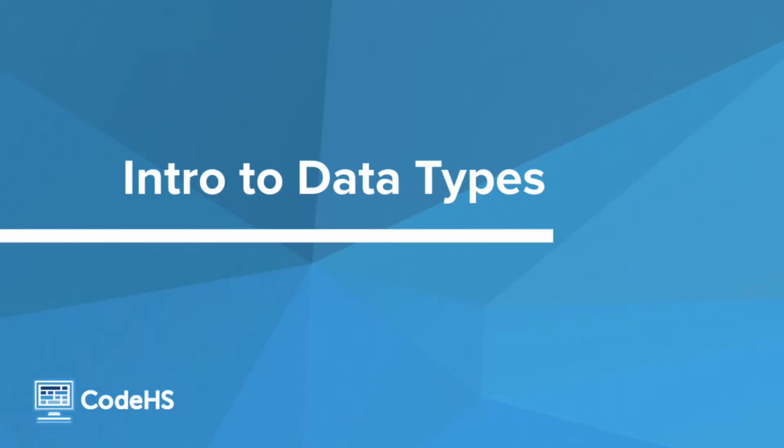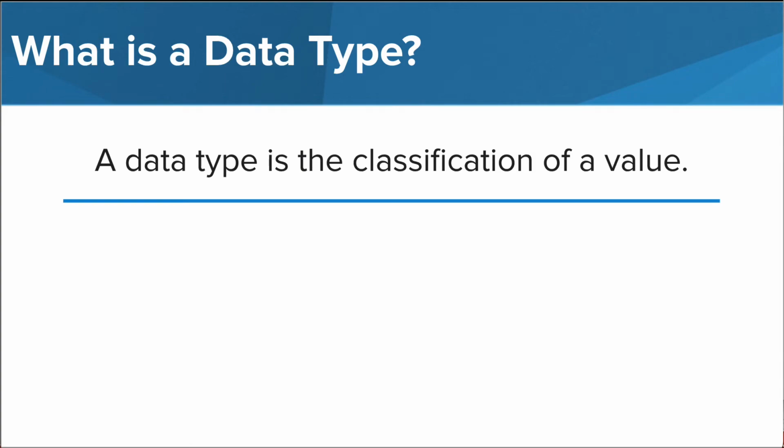Hi, in this lesson, we'll take a look at data types. So far, we've only used numerical values inside our variables. But what if we wanted to use a variable that held text, like a color name, for example? In order to use different types of information, we'll need to understand what data types are. A data type is the classification we give to a value based on the information it contains.